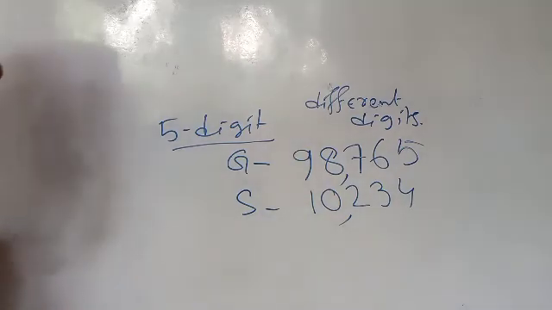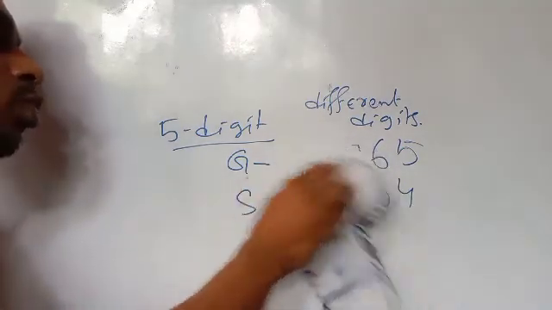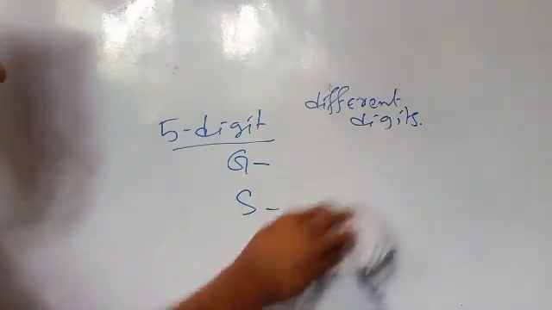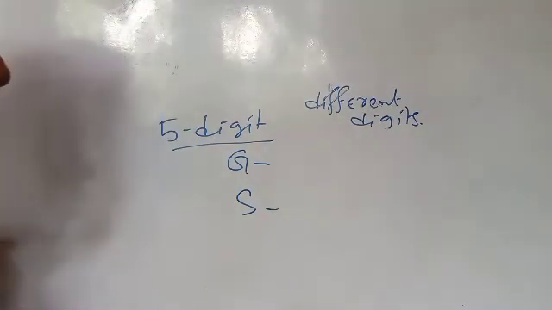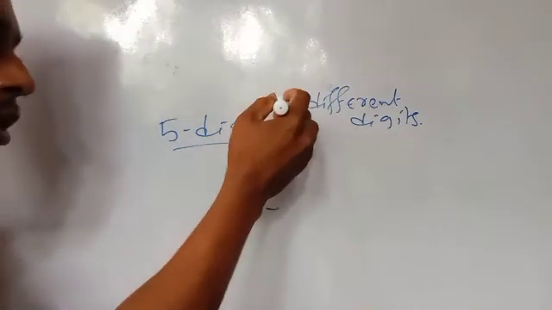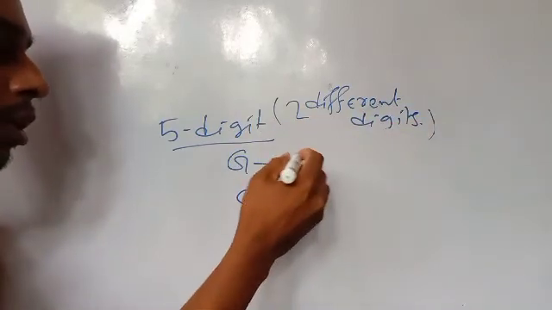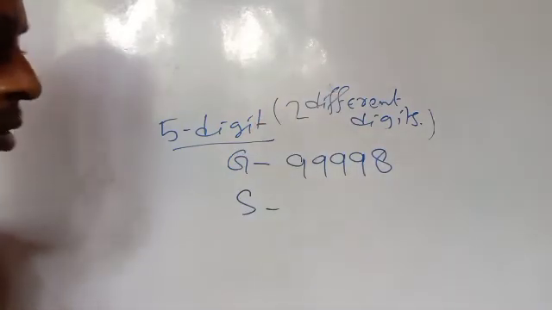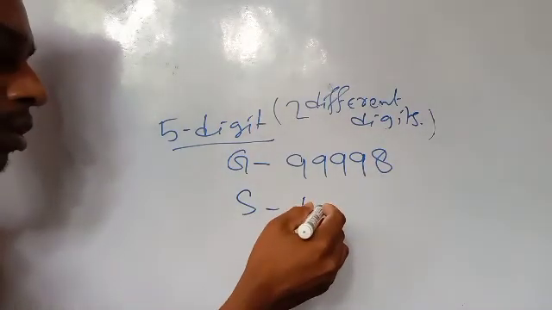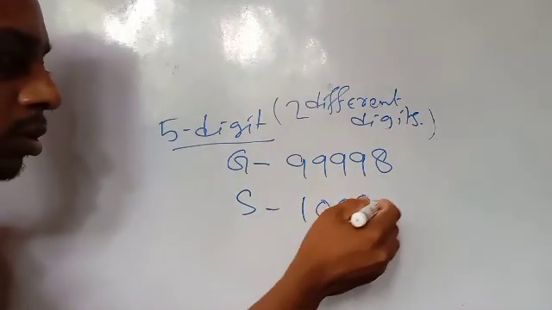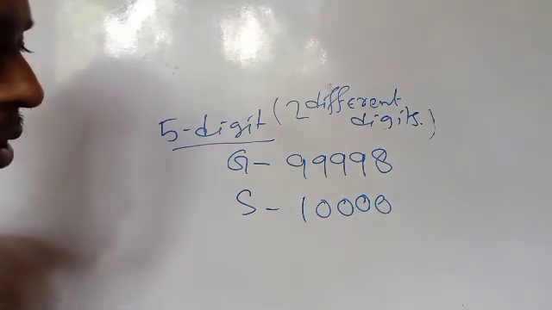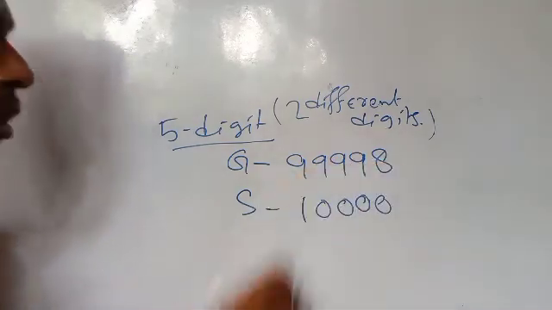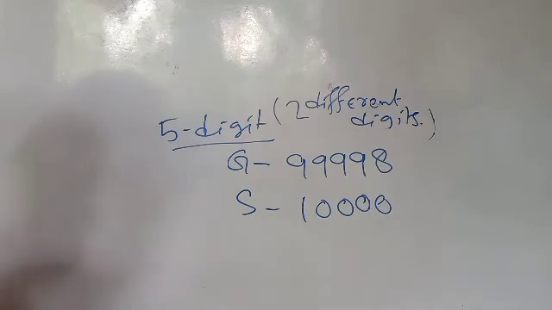But if the condition is like this, that you have to use only 2 different digits, try to understand. If you want to use only 2 different digits, then the greatest will be 9, 9, 9, 9, 8. And the smallest will be 1, 0, 0, 0, 0. Okay, 0 and 1 are 2 digits, and 9 and 8 are 2 digits. We are using 2 different digits here.